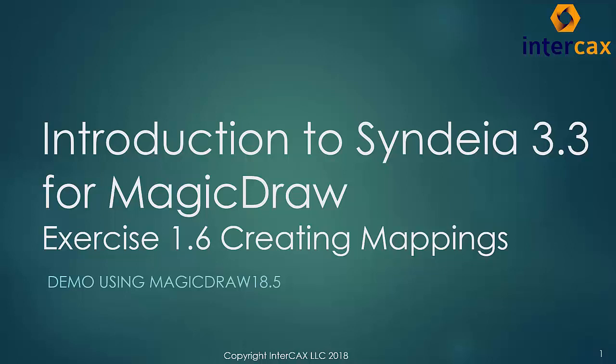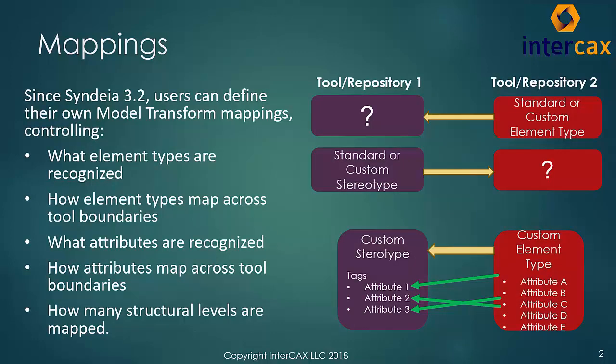Starting with version 3.2, Intercax introduced a powerful new feature for Syndea, user customizable mappings. Anytime we carry out a model transform between two different repositories or modeling tools with different artifact and relationship types, we require a mapping, a set of rules that determines what a concept in one domain becomes when it is pulled into the second, and how and whether concept attributes and substructure are carried across.